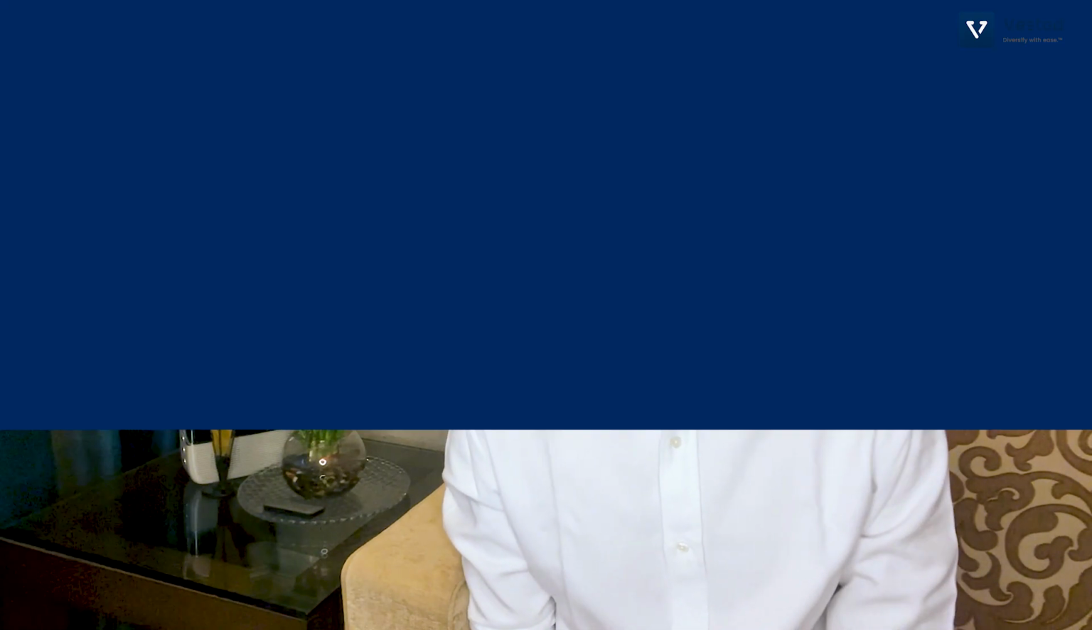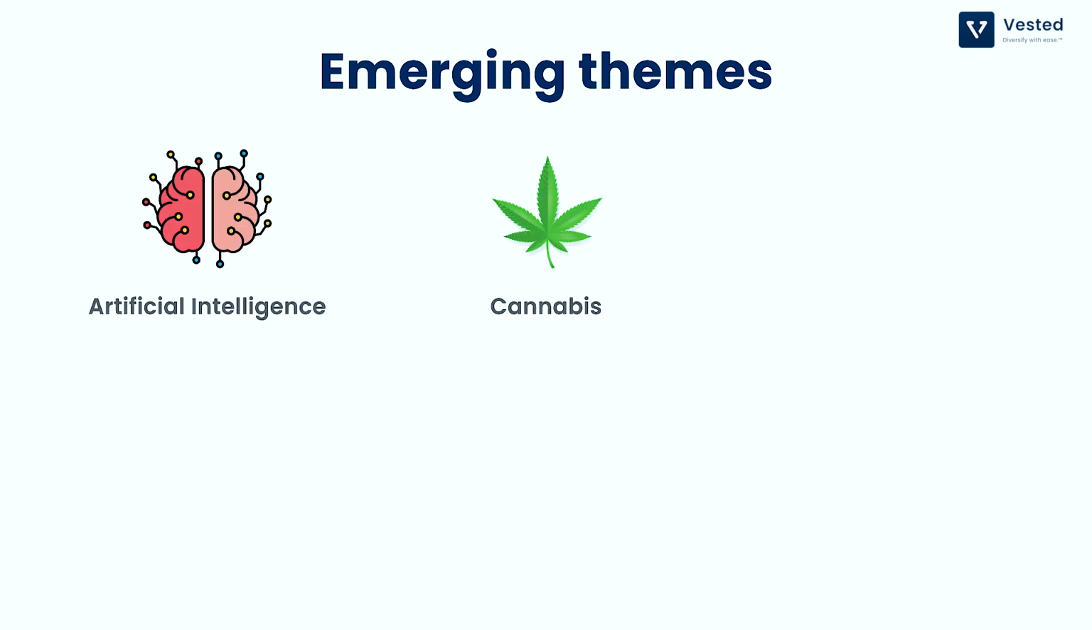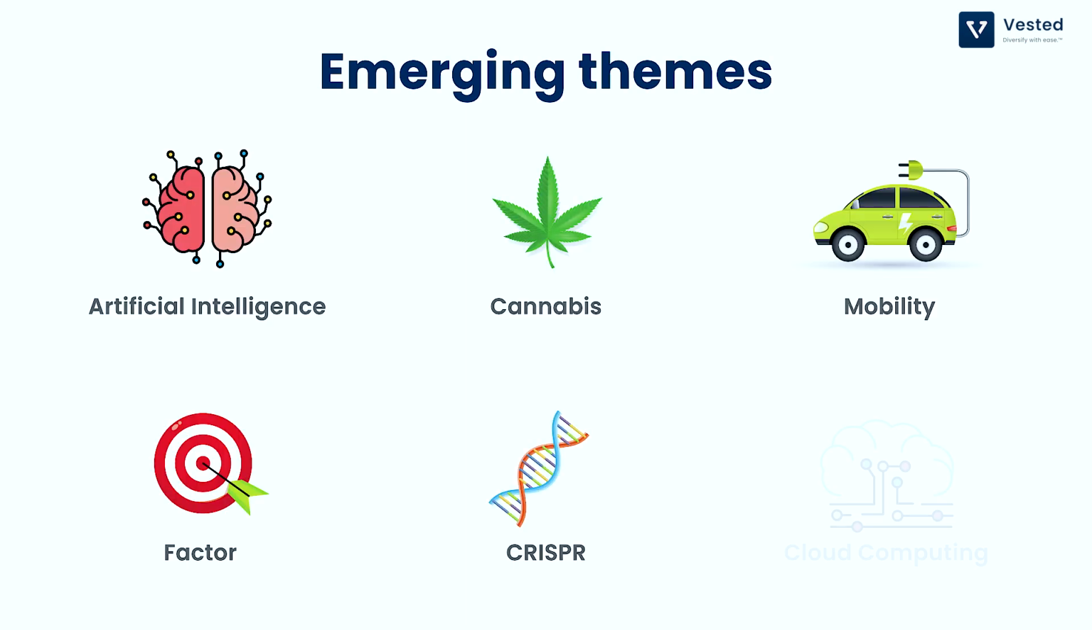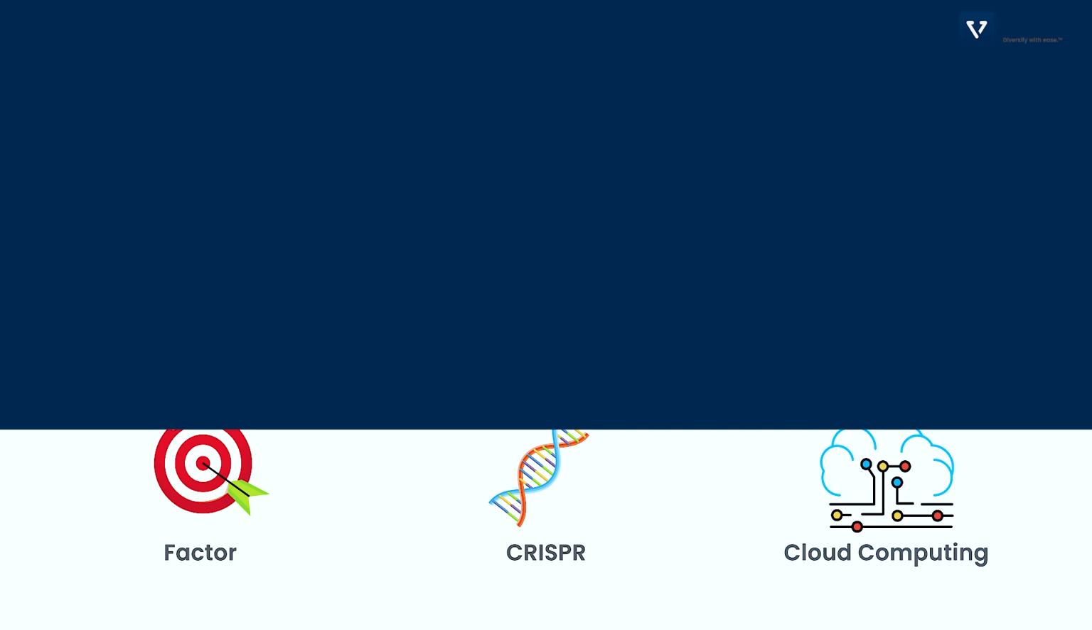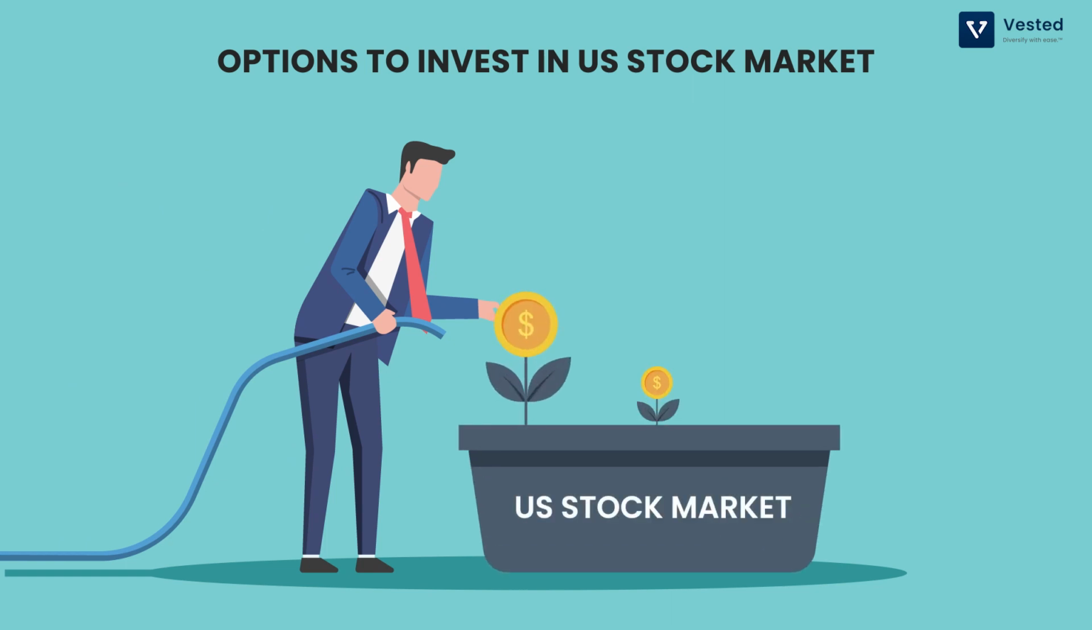What you can also do is invest in emerging themes. These are themes that are going to drive technological progress in the decades to come. Companies that are working on cutting-edge themes like artificial intelligence, cannabis, mobility, and more are listed on the US markets. Next, let's discuss what are the different options you have to invest in US stocks from India.